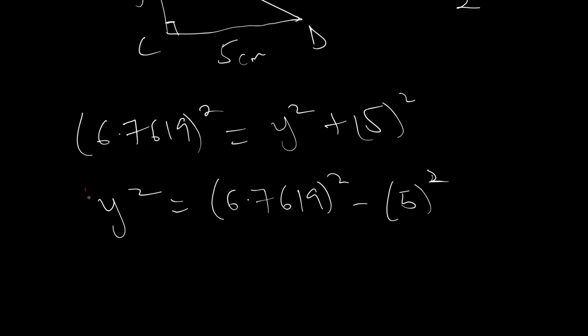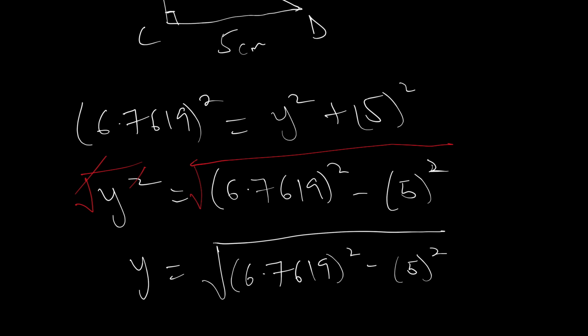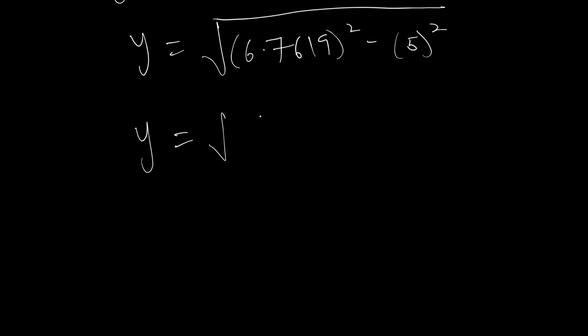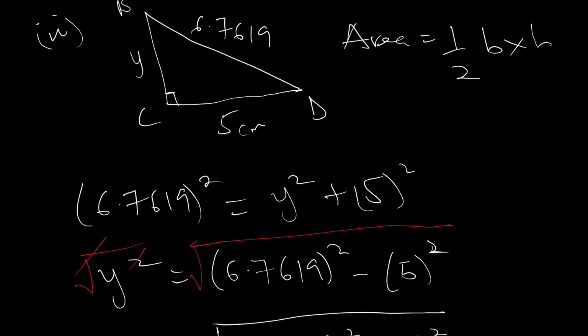Now we take the square root of both sides. The square cancels this, so y will be equal to the square root of 6.7619 all squared minus 5 squared. When you punch this on the calculator, it should give you 20.7233. Now the square root of 20.7233 is 4.5523 centimeters. Okay, so now we know our height.